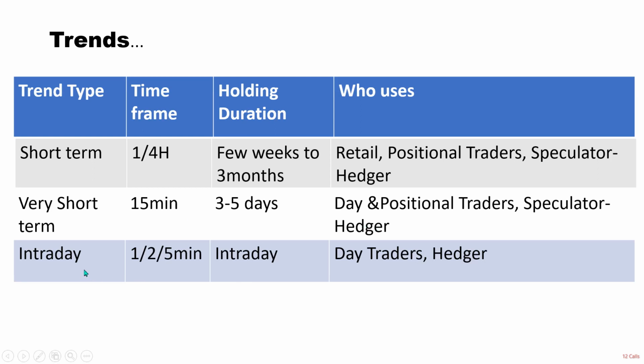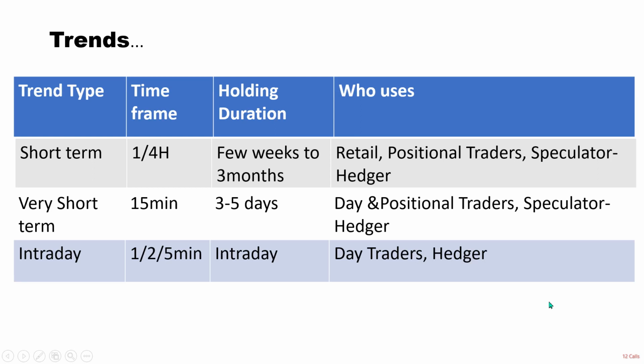The next one is intraday, which is determined on the basis of 1, 2 and 5 minute candle. As I told, it's intraday trend. So somebody who enters the market at 10 a.m. on the basis of few candles and may exit at 2 p.m. for just 1.5% kind of gain. So somebody who just enters the market for few hours is the user of this particular trend. Most of your day traders and hedgers are the users.